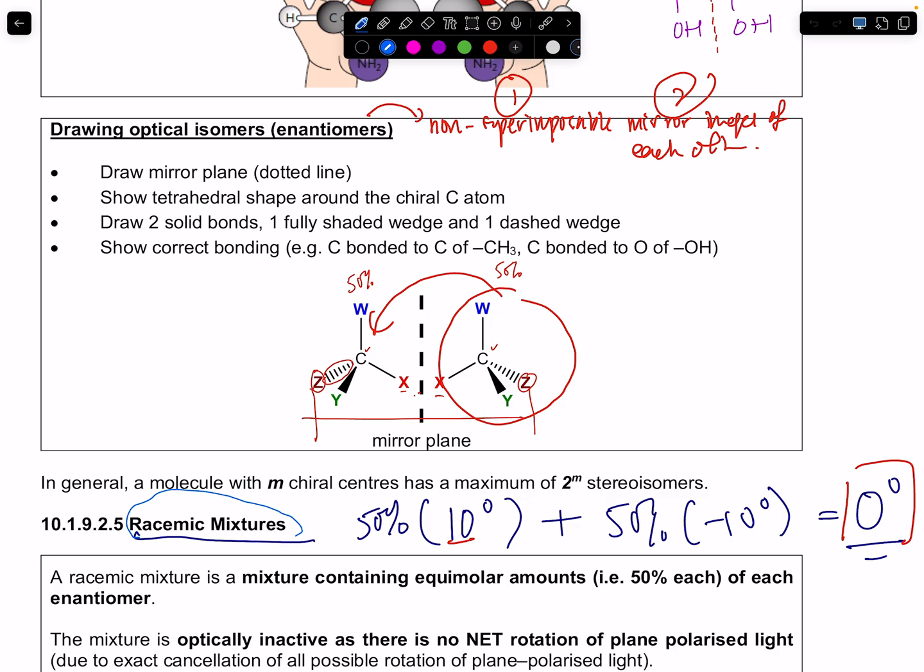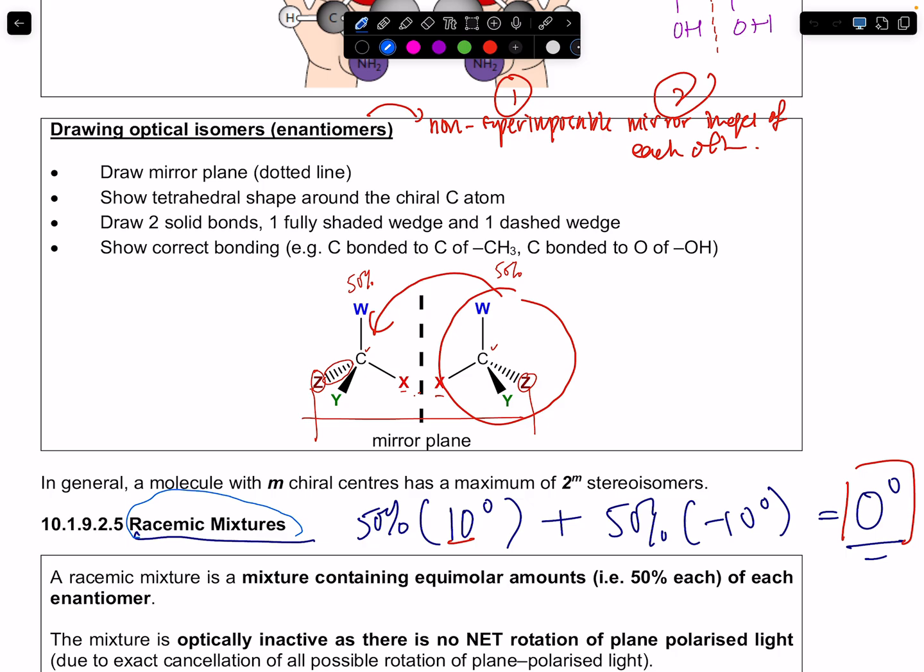But isn't that the same as not having a plane of symmetry? Nope. Not having a plane of symmetry means your mirror images are non-superimposable. If you have an internal plane of symmetry, that means your mirror images are superimposable. So racemic just means the same amount of each enantiomer.